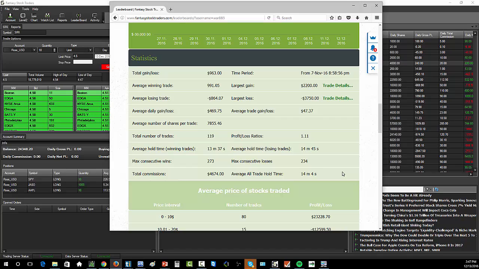And I wish even my live brokerage account had this, because it would be so interesting to be able to see my metrics through reports that they offered.